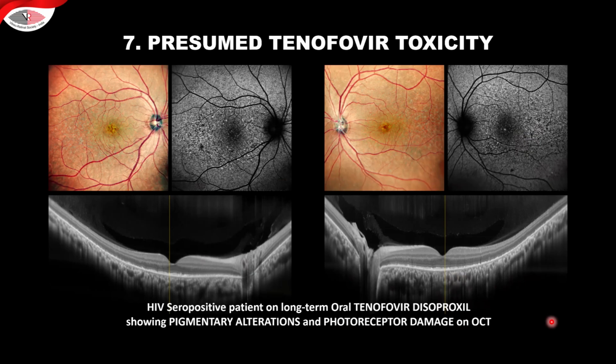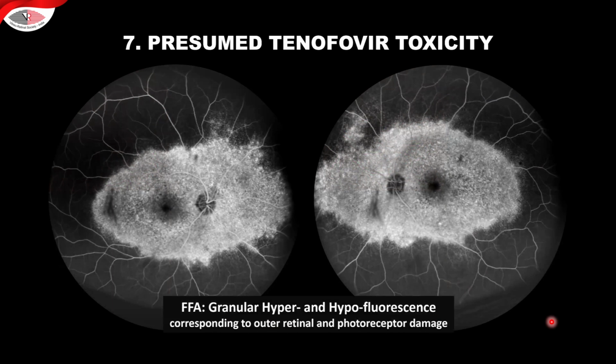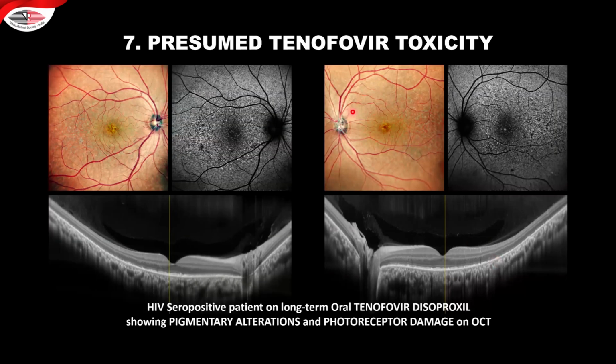So we always use multimodal imaging to define these kinds of entities. Once you do the FFA, you'll see something much more starkly apparent, like this. You can see both eyes have symmetrical pigmentary changes. So I'll just go back to what you see clinically.